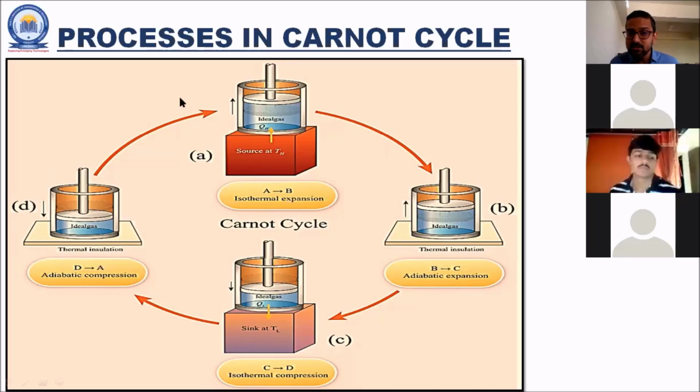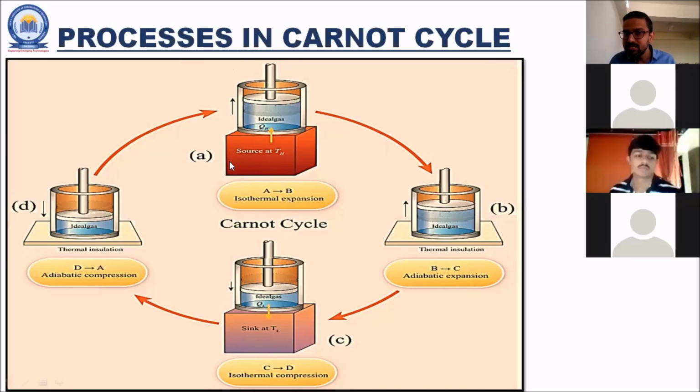The first process is isothermal expansion. This is the piston cylinder arrangement. This is the insulation which is being provided. Ideal gas is collected in the cylinder. During this process, at isothermal, constant temperature conditions, the ideal gas is receiving heat from the source, which is at temperature Th. And as the gas has received the heat, the energy of the gas is increased. This effect is passed on to the piston. So now the piston will be moving in the vertical direction.